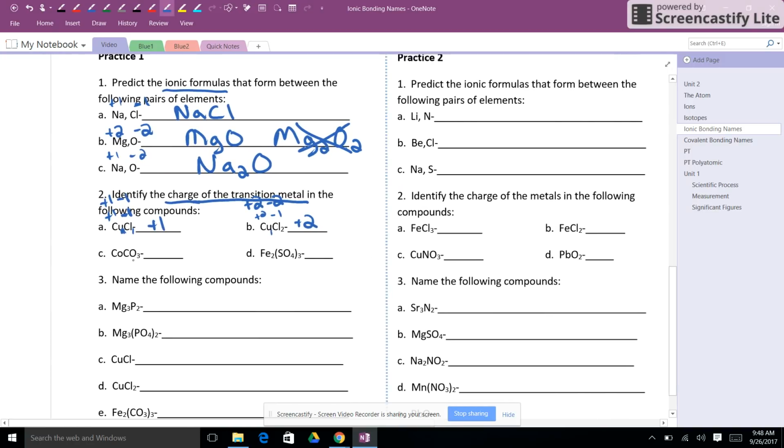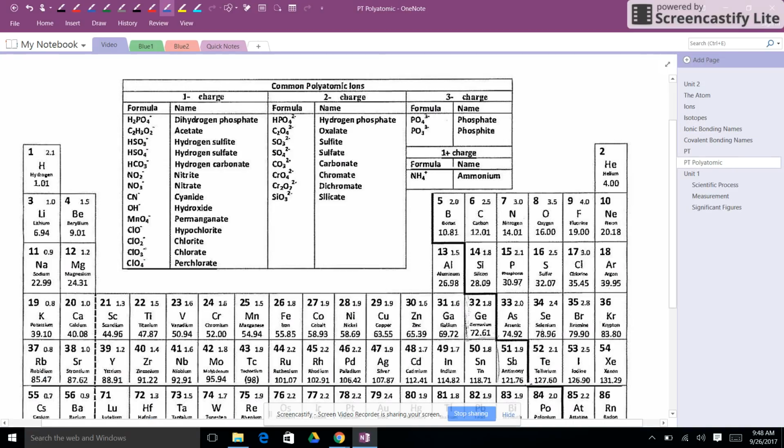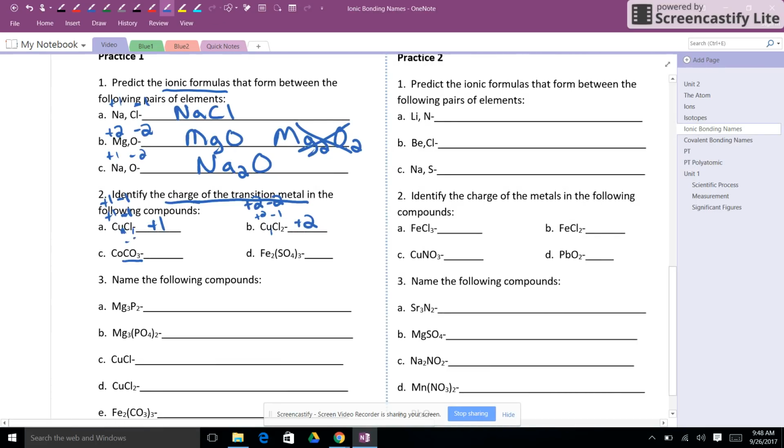Now in example C, I'm noticing I have something more than 1 atom here, so this must be a polyatomic ion. I would look up on your periodic table, go ahead and find CO3. It looks like CO3 has a -2 charge. Since there's no parentheses here, that means we only have 1 carbonate ion in this compound. So I would say the total negative charge is -2. The opposite of -2 is +2. 2 divided by 1 is +2. So this cobalt atom is a +2 charge.